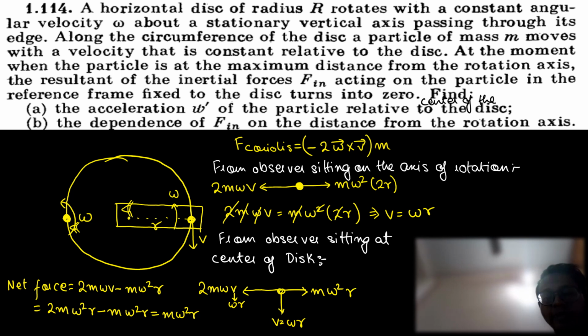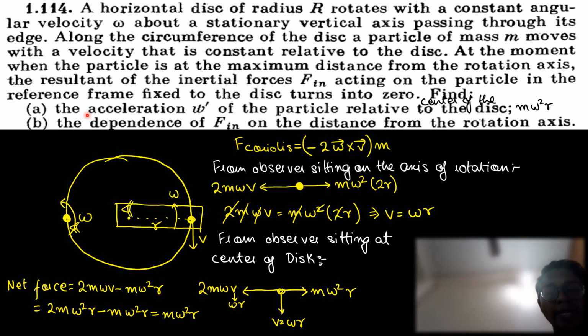Okay, so the acceleration of the particle relative to the center of the disk is nothing but m omega square r, directed inside, in this direction. This is equal to m omega square r, where r is the radius of the disk.